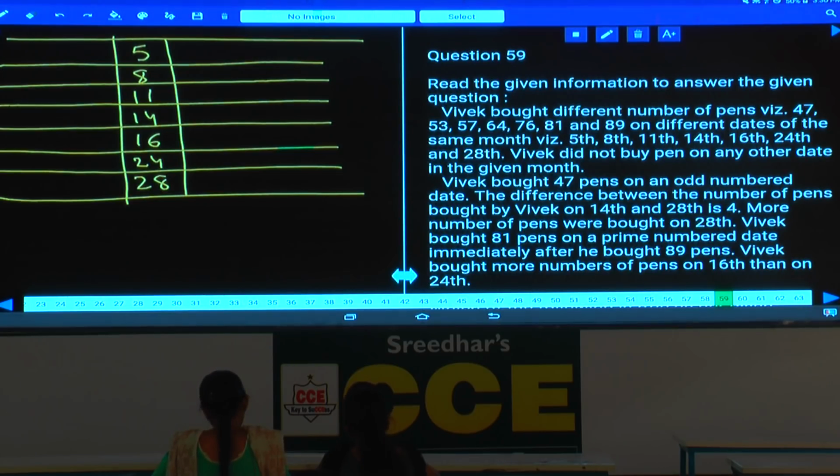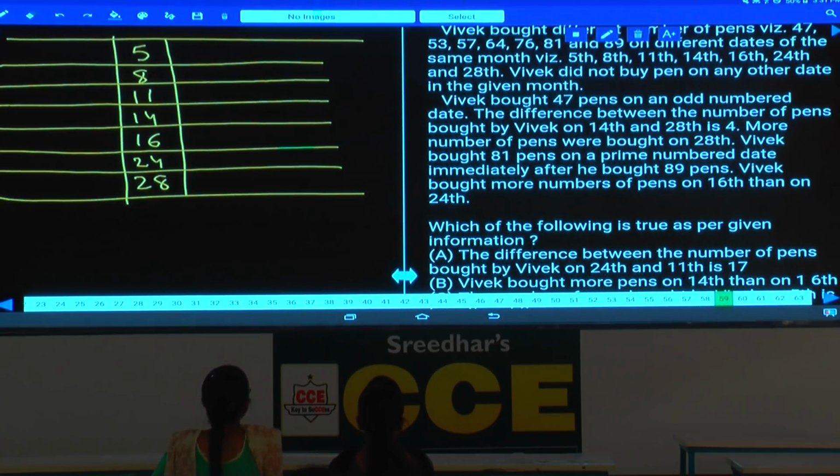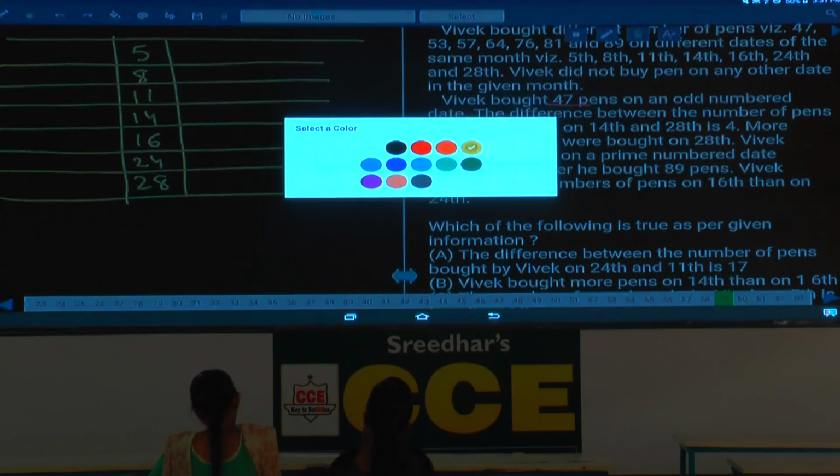Then Vivek did not buy pens on any date other than the given month's dates. Now Vivek bought 47 pens on an odd number date. Tell me how many odd number dates there are here. There are 2. What are those 2? One is 5 and the other one is 11. There are 2 possibilities here, 5 and 11.